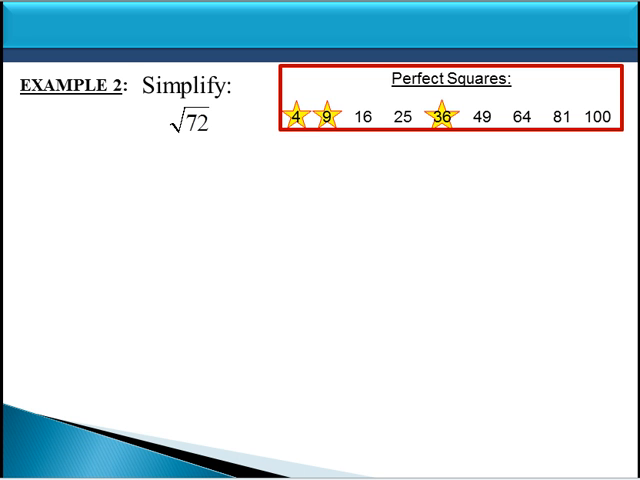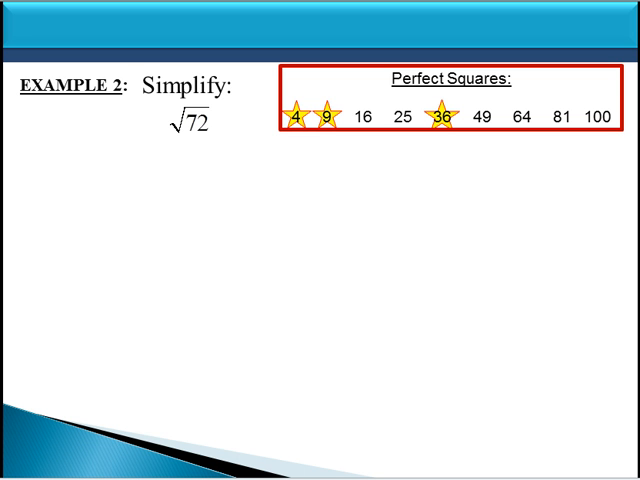And 49 does not go into 72 evenly, neither does 64. And of course, once we get to perfect squares that are larger than 72, then obviously they're not going to be a factor. So we can stop at 64, and now we've found all the perfect squares that are also a factor of 72. And what we want to use is the largest factor, or the biggest factor of 72 that's a perfect square.